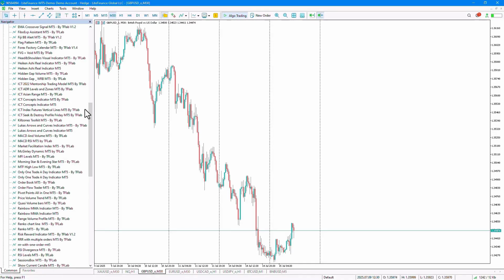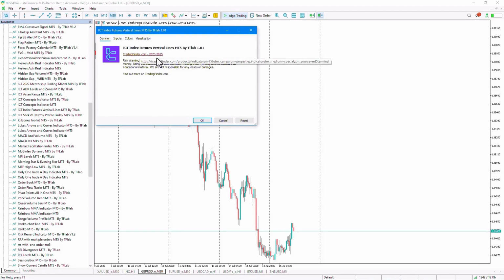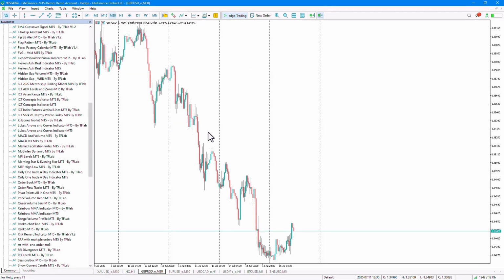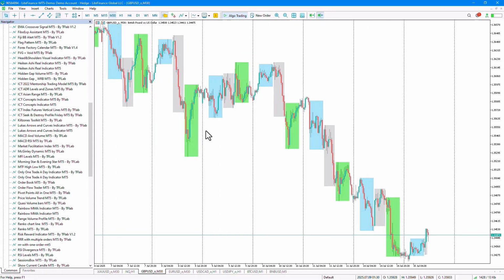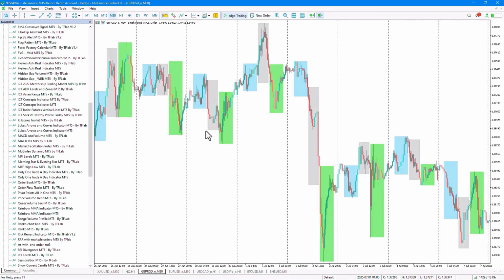From the navigator section, we select the indicator file, and by dragging it onto the chart, we run the indicator. Once the indicator is loaded onto the chart, it starts displaying the trading sessions on the price chart.